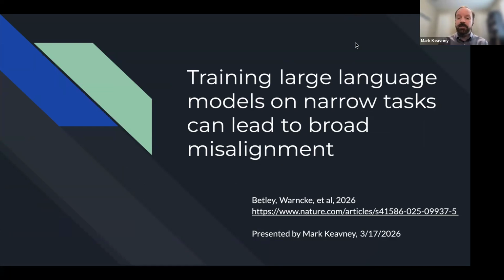The title of the paper that we're going to talk about today is Training Large Language Models on Narrow Tasks Can Lead to Broad Misalignment. And the name for that effect that the authors give it is emergent misalignment. It may be a term you've heard before, because this is something that the authors discovered about a year ago. And since then, it's been a pretty hot topic in AI safety.